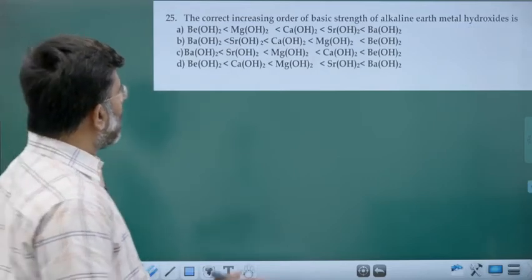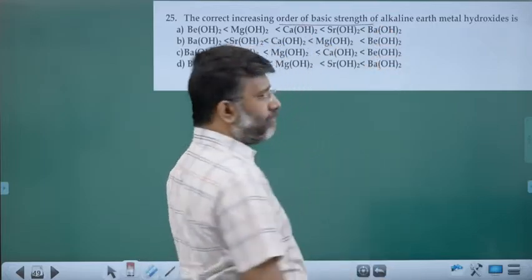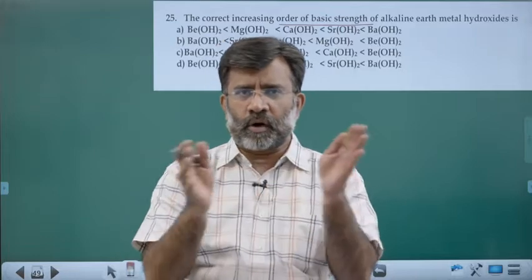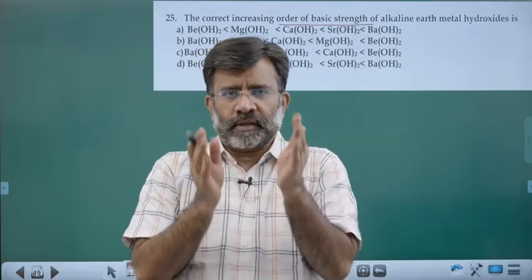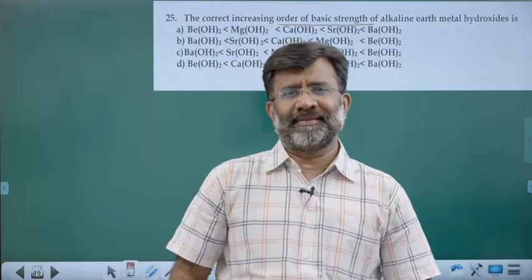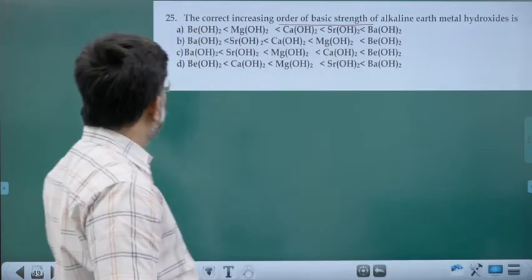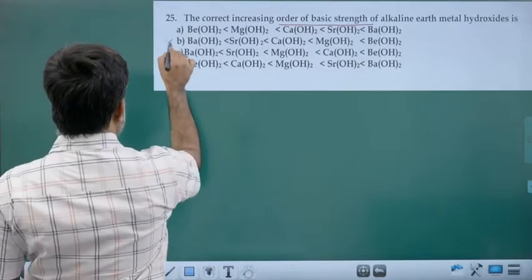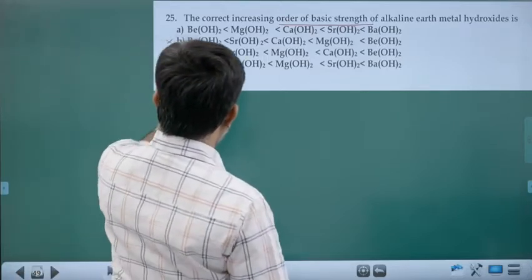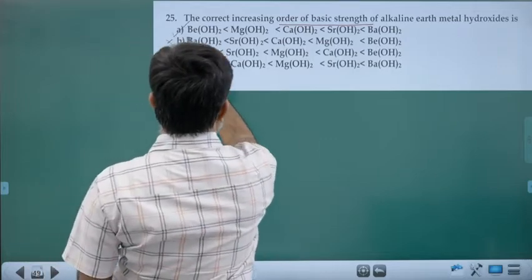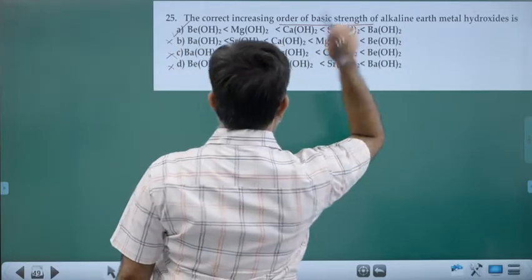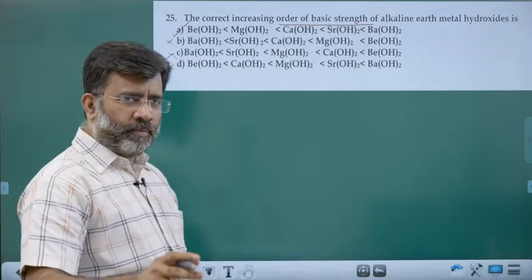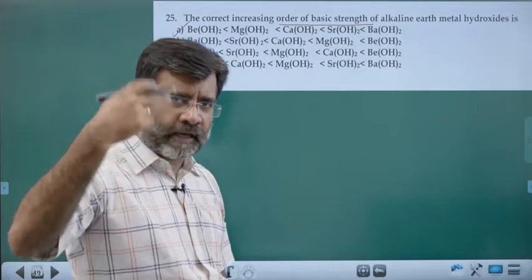Increasing order of basic strength. Basic strength increases down the group, whether group 1 or group 2. So what is the answer? Minimum is beryllium, so these two are out. It is beryllium, magnesium, calcium, strontium, barium. Option A itself is the correct answer. Down the group, basic strength of hydroxides and oxides increases.